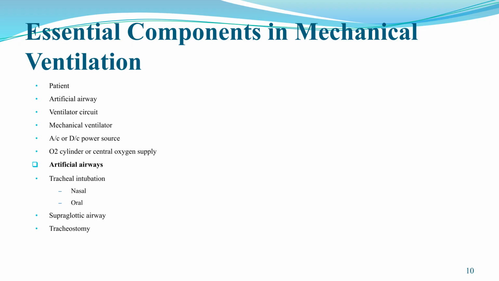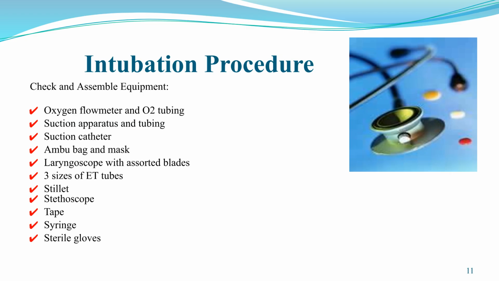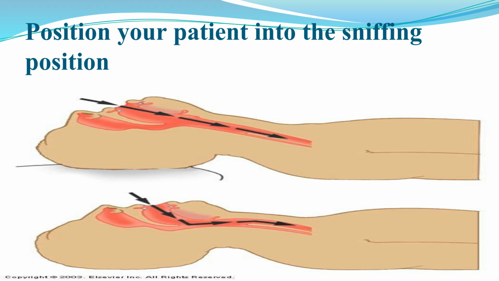Essential components for mechanical ventilation include the patient, an artificial airway, the ventilator circuit, the mechanical ventilator, a power source, and an oxygen supply. Artificial airways include tracheal intubation, supraglottic airways, and tracheostomy. The intubation procedure requires checking and assembling equipment, such as the oxygen flow meter, suction apparatus, ambu bag, laryngoscope, ET tubes, and sterile gloves.